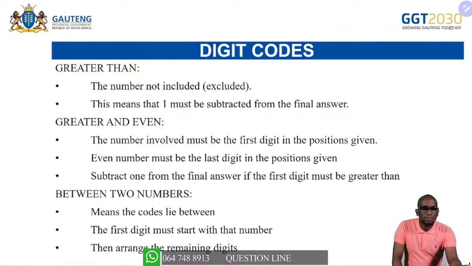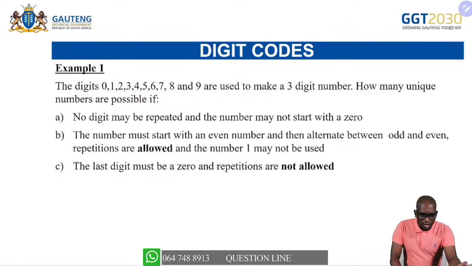Between two numbers: maybe they say the code lies between 5,000 and 6,000, then the first digit must start with the number that they gave you, and the last digit must also end with a particular number that was given, and then we need to arrange the remaining digits. So those are the guidelines that we can use when we deal with digit codes. Let us look at an example and see how we can apply our guidelines to solve some code problems.